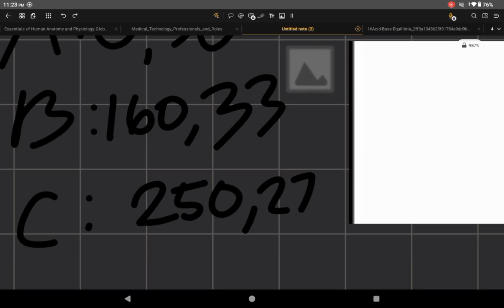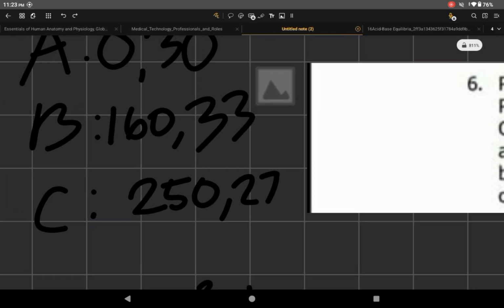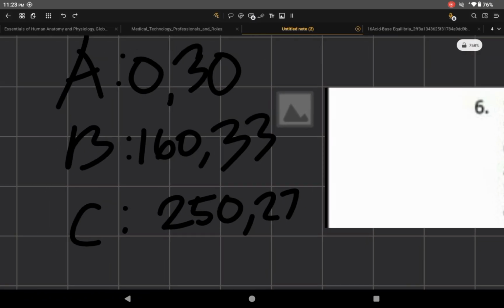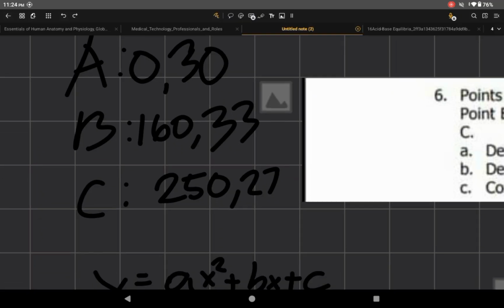For the letter C, C is 90 meters farther from B. You just add 90 to the 160 of letter B. That's why it becomes 250. And its elevation is 27, so y is 27. Now we have the 3 points. For point A, x is 0 and y is 30, B is 160 and 33, C is 250 and 27. So next is to use the parabola equation.